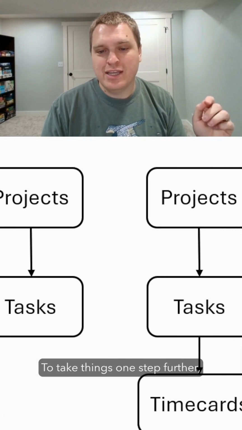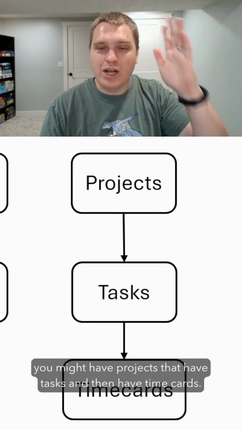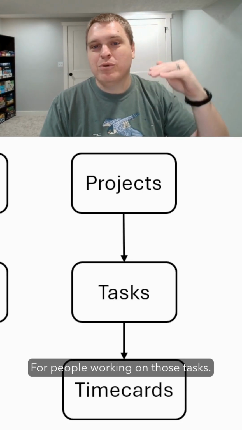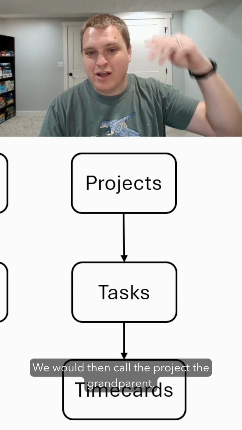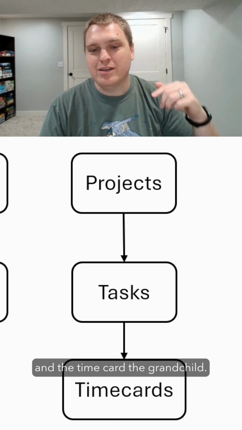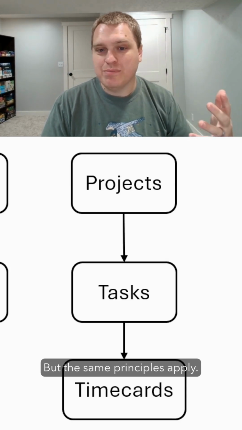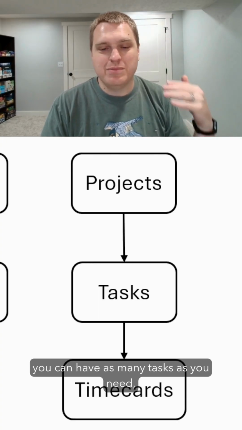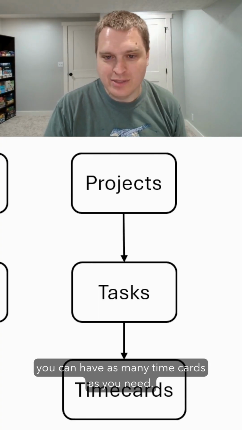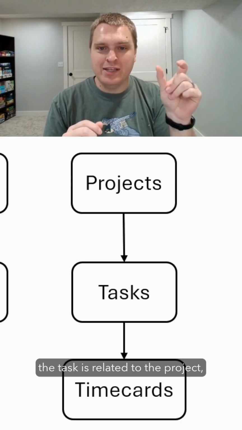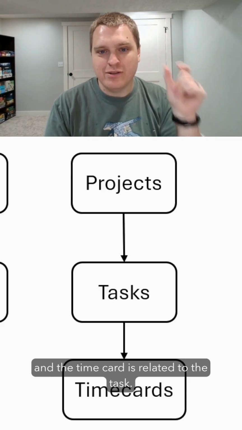To take things one step further, you might have projects that have tasks and then have time cards for people working on those tasks. We would then call the project the grandparent and the time card the grandchild. But the same principles apply. You can have as many projects as you need, as many tasks as you need, and as many time cards as you need. And all of those things will line up as long as the task is related to the project and the time card is related to the task.